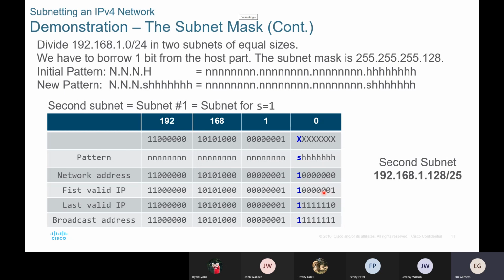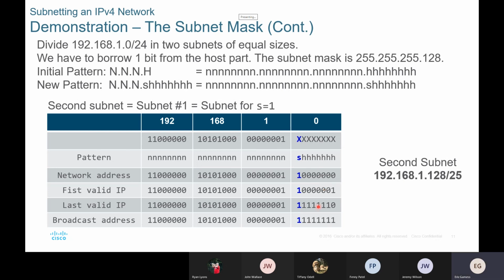Now, if I ask you what is the first valid IP address, how do you get it? You take this host part, you put all of them in 0 except the last host bit. So I put all of them in 0 except the last one. So what is this number? 129. It's 128 plus 1, 129. So of course, if this one is 128, the first valid is one IP address after 128. It has to be 129.